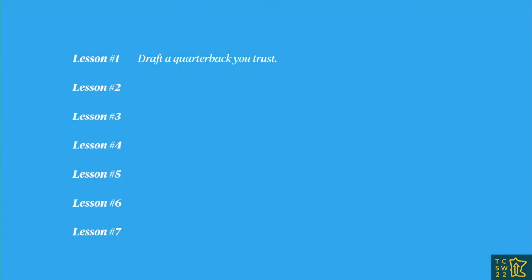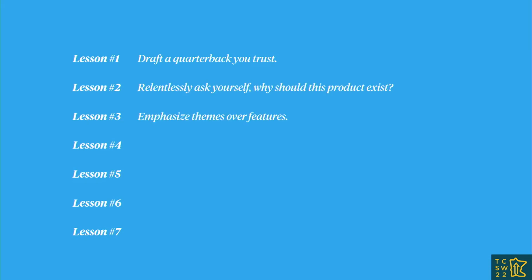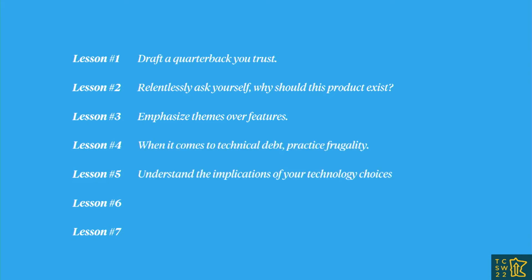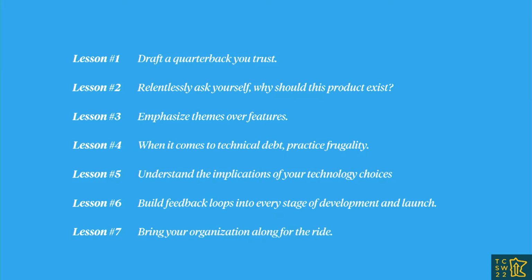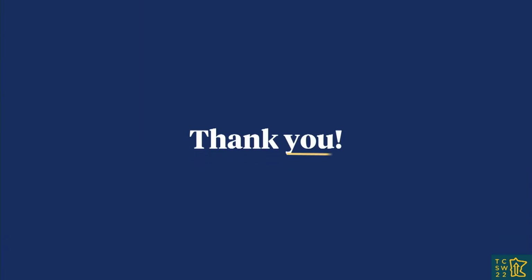Okay, so our 7 lessons, just to recap. Draft a quarterback you trust, not Kirk Cousins. Relentlessly ask yourself, why should this product exist? Emphasize themes over features. When it comes to technical debt, practice frugality. Understand the implications of your technology choices. Build feedback loops into every stage. And then finally, bring your organization along for the ride. Be really skilled about communication on what your team's doing. And that is our 7 lessons. Thank you.